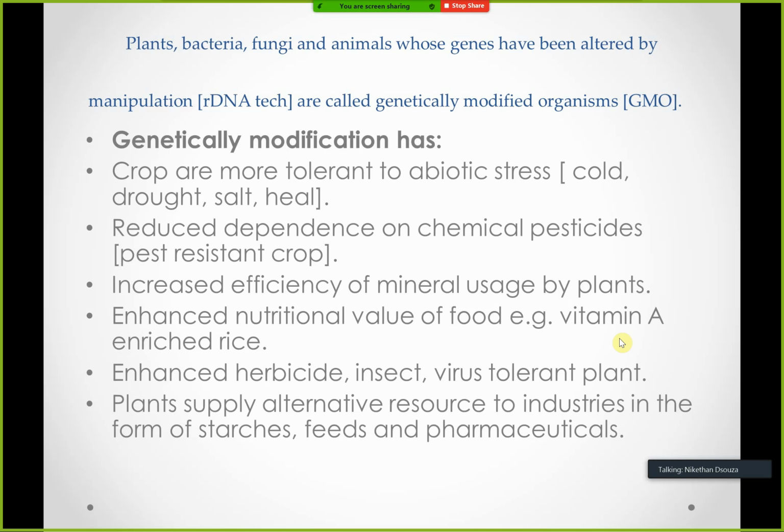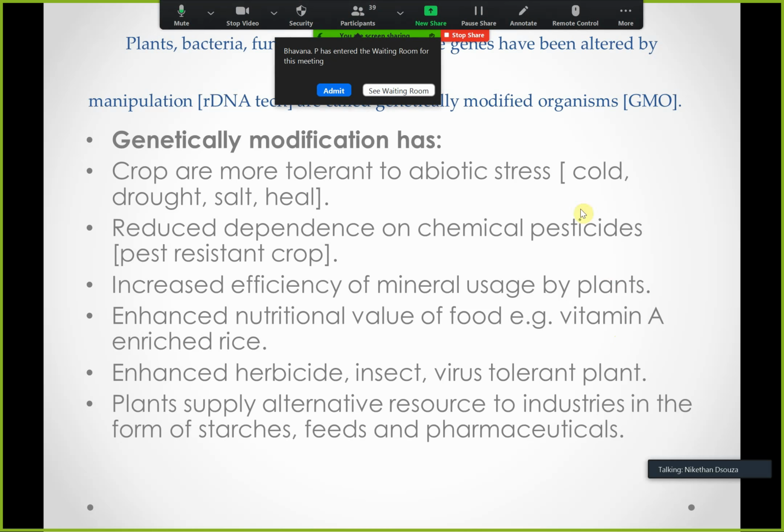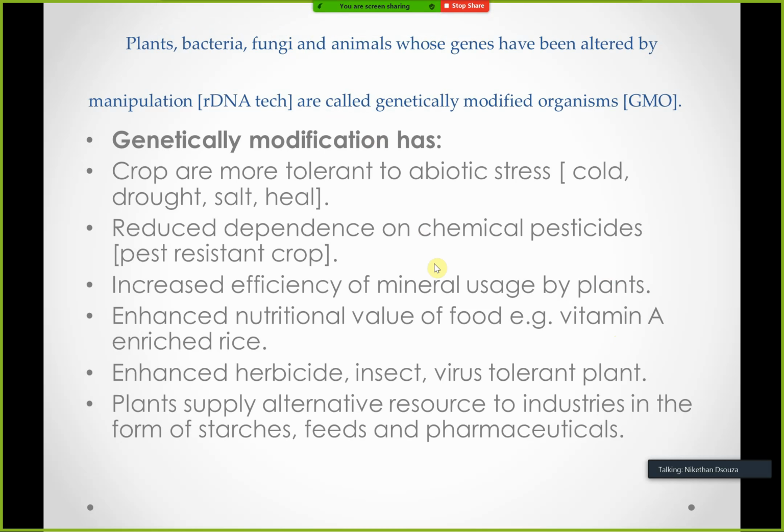Enhanced nutritional value of food like vitamin A, and enhanced rice, especially golden rice, which will be supplied in African countries to overcome the deficiency of vitamin A. Enhanced herbicide, insect, and virus tolerant plants. We can build a virus tolerant plant. Plants supply alternatives to industries in the form of starch, feeds, and pharmaceuticals. That is, plants can produce some proteins or secondary metabolites which can be used for pharmaceutical uses.